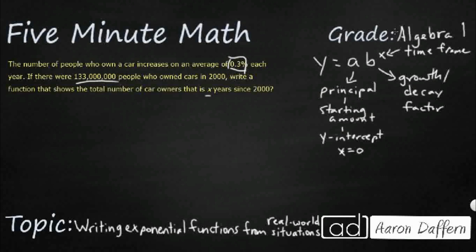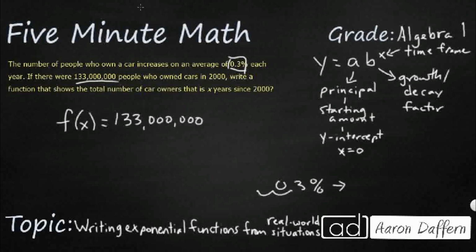So how do we put all this together? Well, let's write f of x, since we are writing a function here. Let's start with our principal amount. So that's going to be your 133 million. And then we need our growth or decay factor. In this case, we are growing by 0.3%, we need to turn that into a decimal, right? So in order to do that, we're going to move the decimal over twice, or divide by 100. It becomes 0.003. Now that's the growth factor.